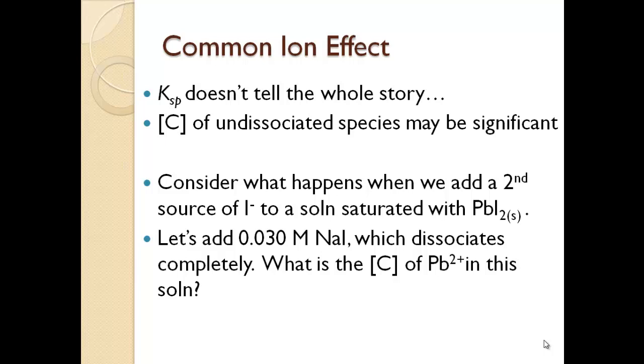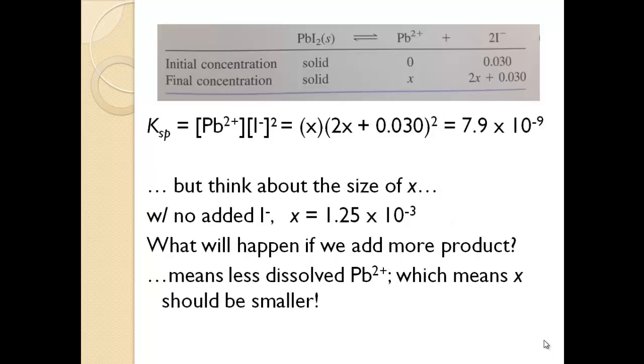In effect, that's kind of like a reflection of Le Chatelier's principle. But let's go ahead and add this 0.030 molar NaI, which we know will dissociate completely into its ions. What happens to the concentration of Pb2+ in that solution? If we do that, and we set up our table just like we did before, everything looks the same. The only thing that's different here is that now we're going to add an extra source of iodide, 0.030, and I reflect that here in my initial concentration of iodide. In my final concentration, it's X for Pb2+ and 2X for your iodide, just like before, but it's 2X plus that extra source of iodide.